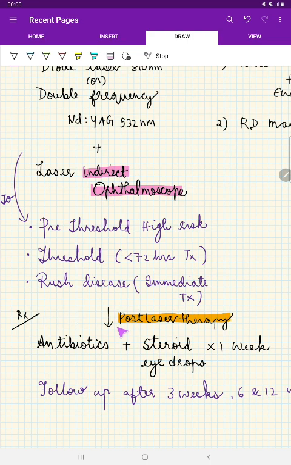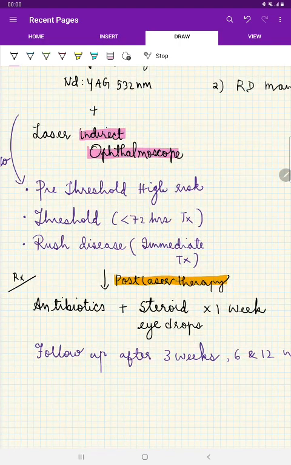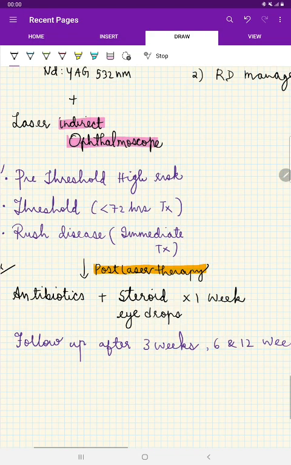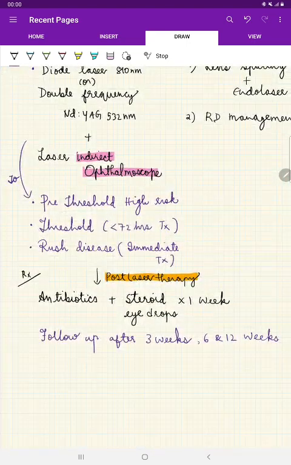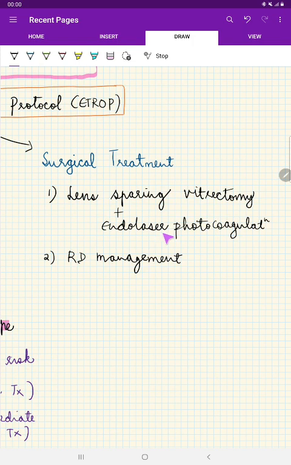So after laser therapy, what do you need to do? We need to give antibiotics and steroid. As we know, even after the laser, there will be an intraocular reaction. Inflammation can happen. We need to give topical eye drops. Then we can give antibiotics for 1 week. Then you need to follow up the patient after 3 weeks, 6 weeks, and 12 weeks. This is laser. Surgical treatment such as lens sparing vitrectomy with endolaser photocoagulation is done, and then retinal detachment management.